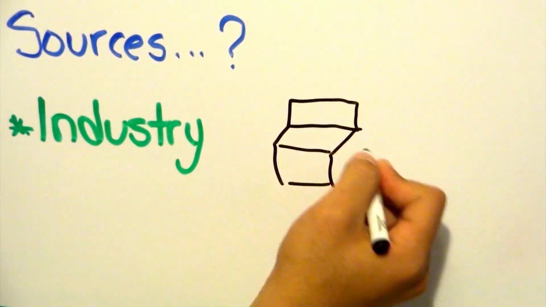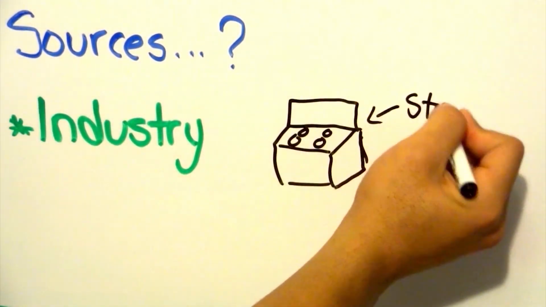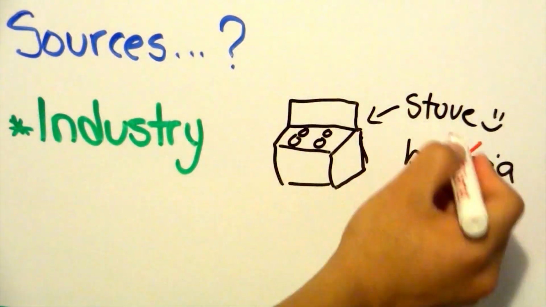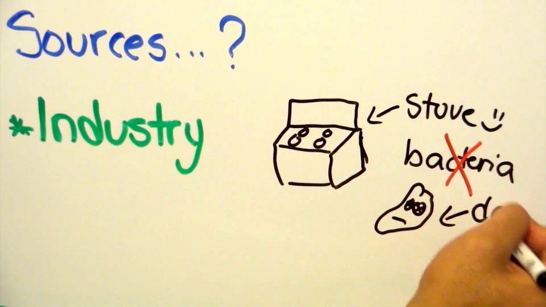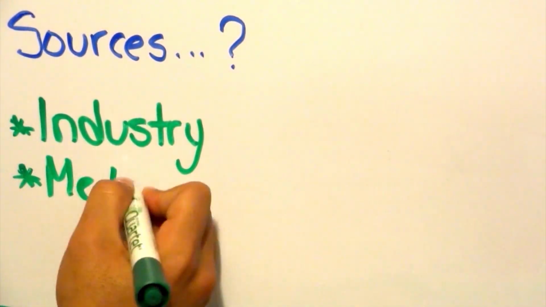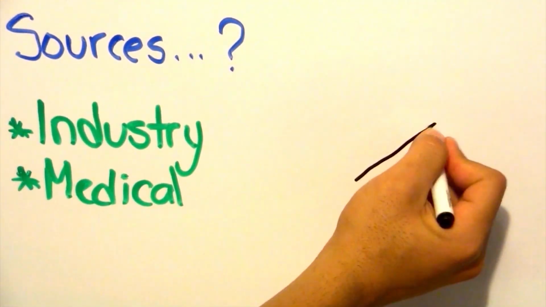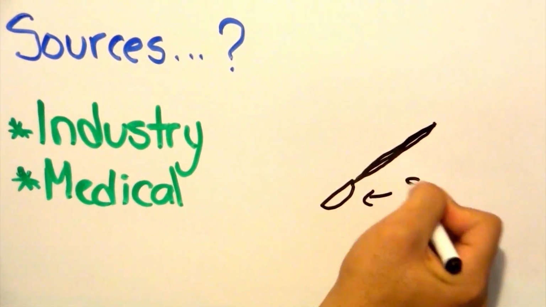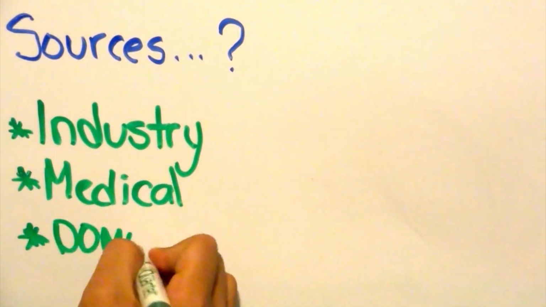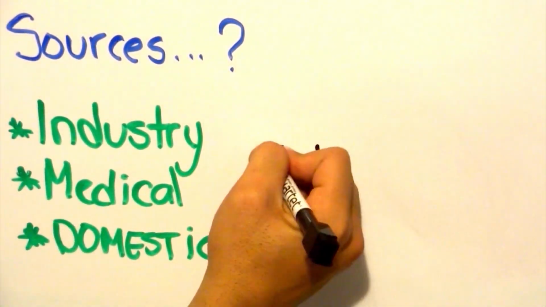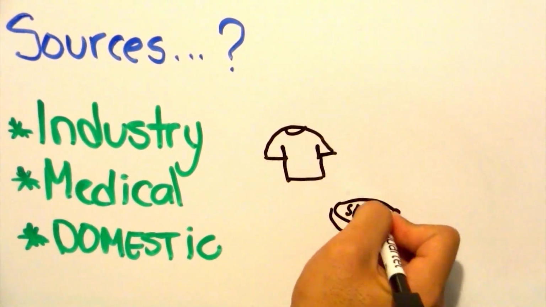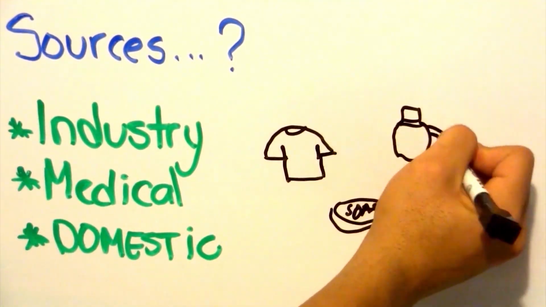From industry, we get silver nanoparticles on the surface of household appliances because it's been used as an antibacterial. In the medical field, we see silver nanoparticles on air filters, bed linens, and surgical instruments. On the domestic side, we can see silver nanoparticles on fabrics, antibacterial soap, and washing detergent.